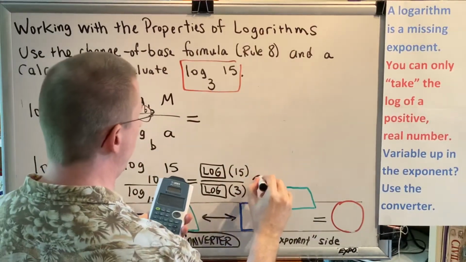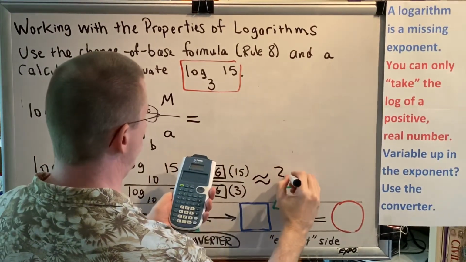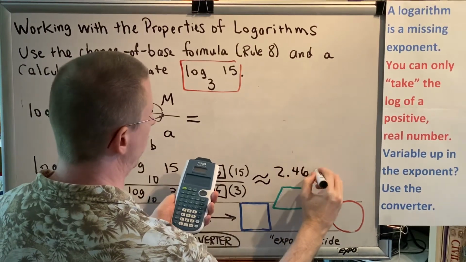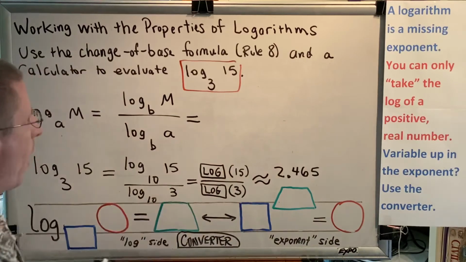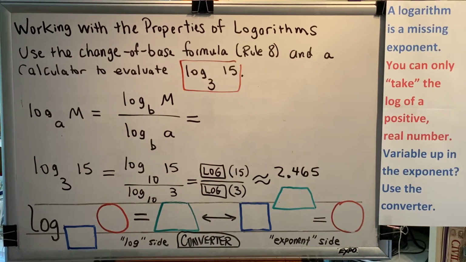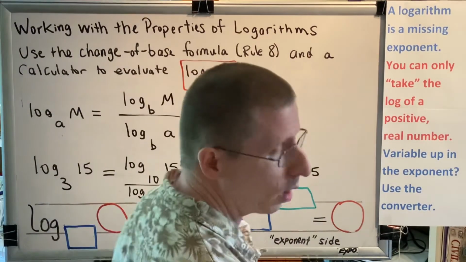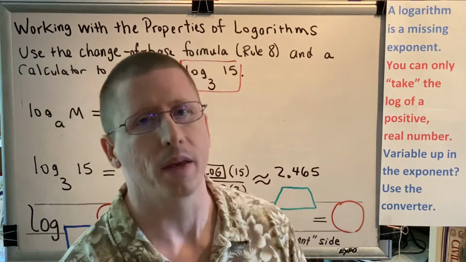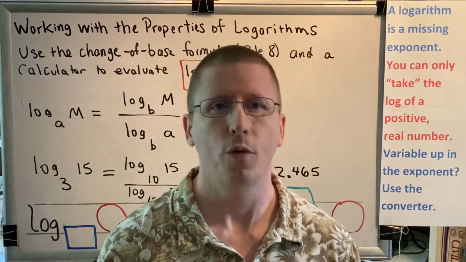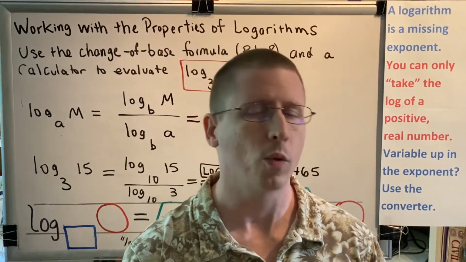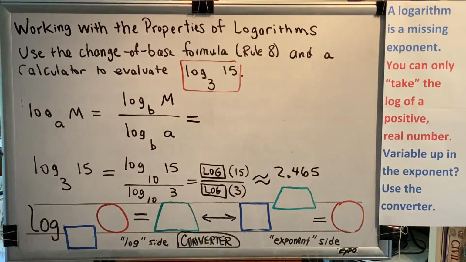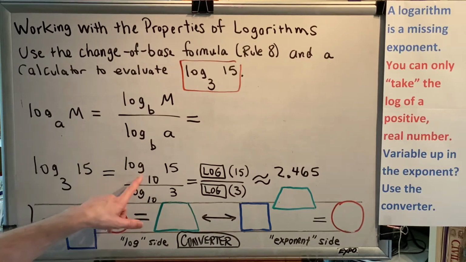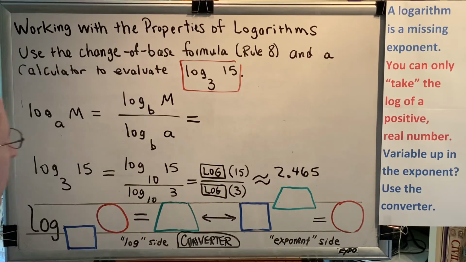The fact that I'm getting 2.465 tells me I probably have the right answer. So let's write it here. This is approximately 2.465. You'll notice that I rounded to 3 decimal places. The instructions for the problem did not give me any rounding instructions, so I just decided on my own to round to 3 decimal places. But the web-based software that you will use to complete your homework will specify the number of decimal places that you want.